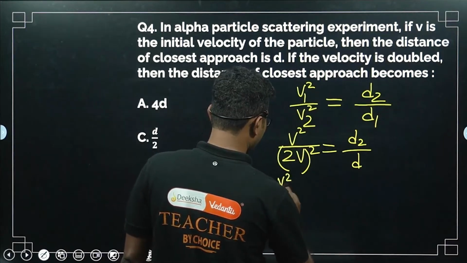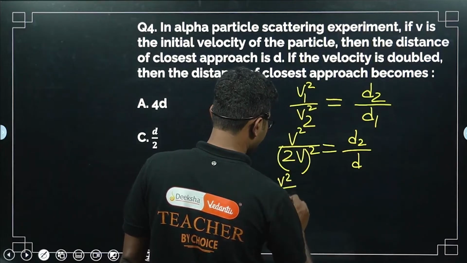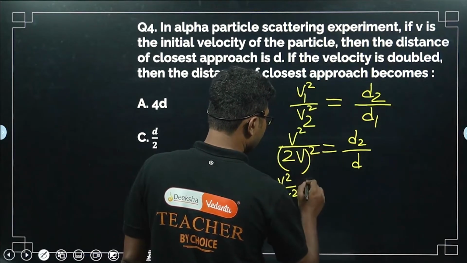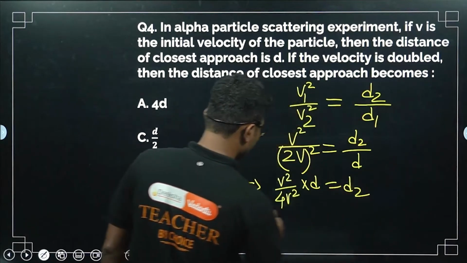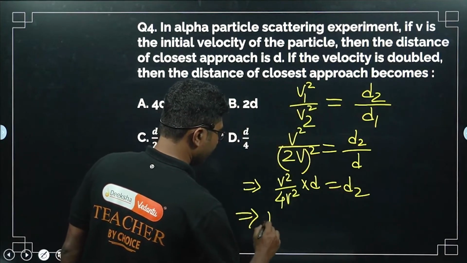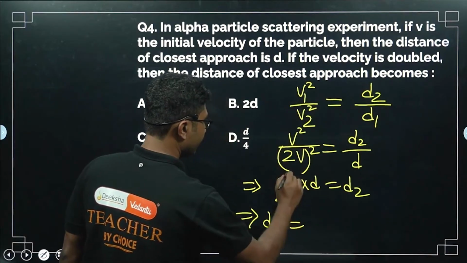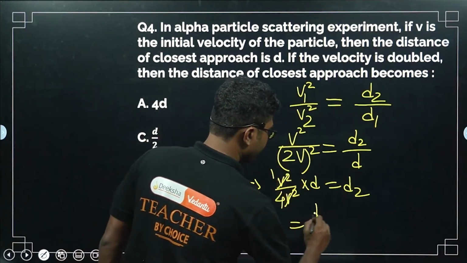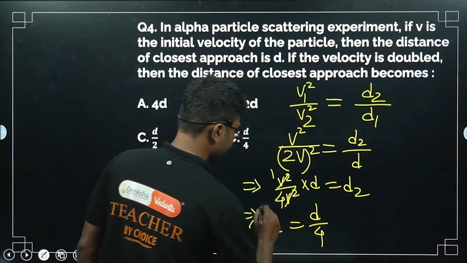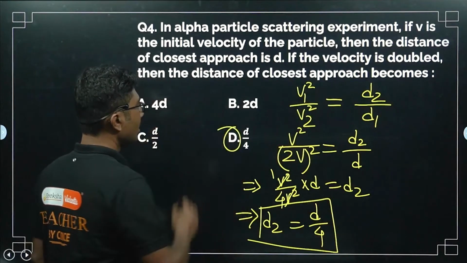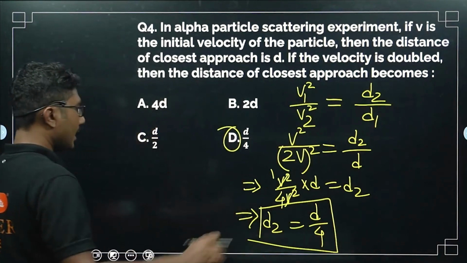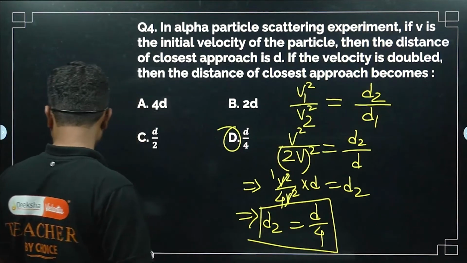V square by 4v square. Now cross multiply, into d equals d2. So d2 is equal to, this v square cancels, it will be d by 4. So d2 is d by 4. So the correct option is option D. Okay, any doubt, any question, don't forget to mention that in the comment.